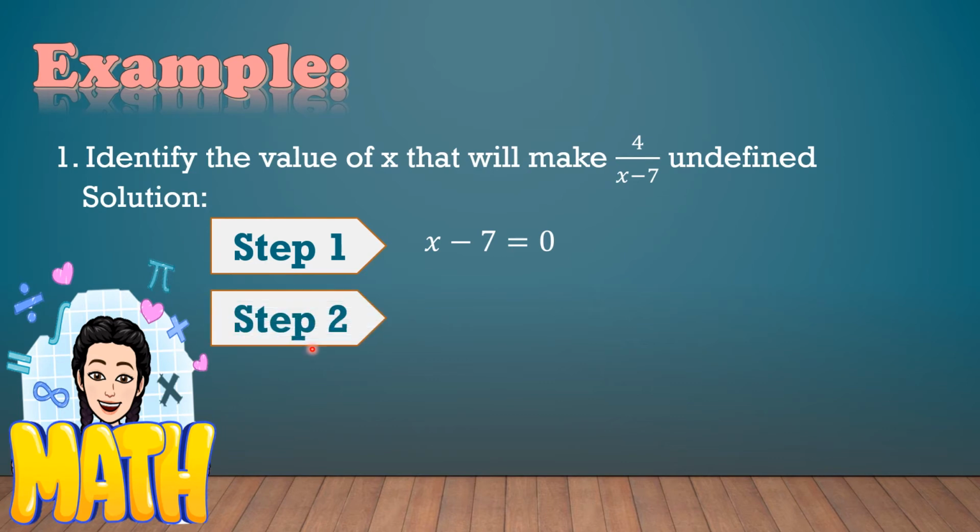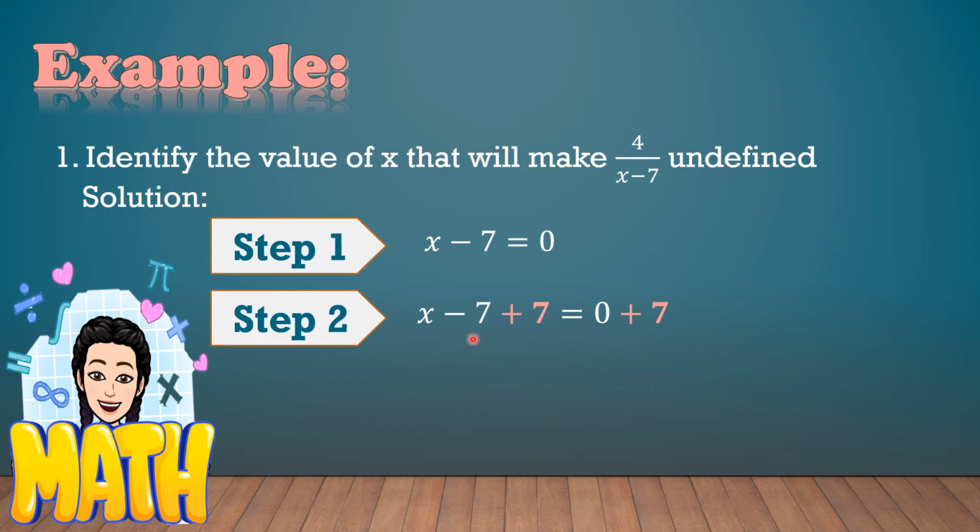Then step 2, solve for the value of x. Dito sa given natin na equation, we are going to apply addition property of equality since kailangan natin ma-eliminate tong negative 7 na to. So mag-a-add tayo ng 7 sa parehong side. So we have x minus 7 plus 7 equals 0 plus 7.